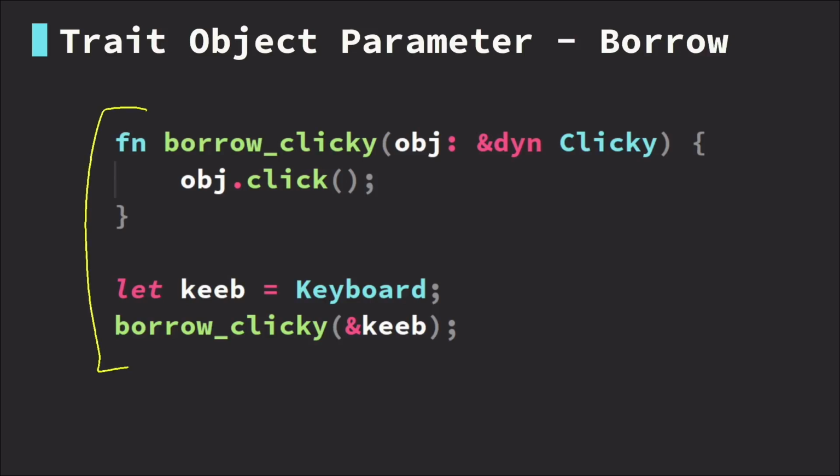So this is, in general, the way you would want to use trait objects. That way you don't need to annotate every single one as a trait object. You just annotate the target of the trait object, or whatever's using it, or the collection. You annotate that with the dyn trait, and then everything going into this function here, the borrow clicky function, everything coming into this object will become a dyn Clicky object.